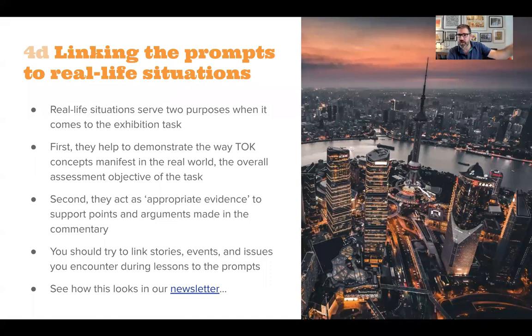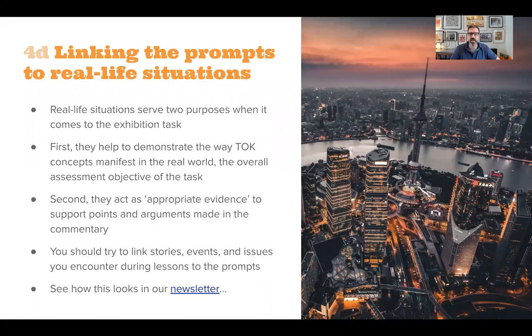is linking the object in the discussion to the wider world, to real life situations and issues going on. And I think that's the first way, and I think the second one is linking it to the ideas of key thinkers. I think those are two good ways that you can offer appropriate evidence.